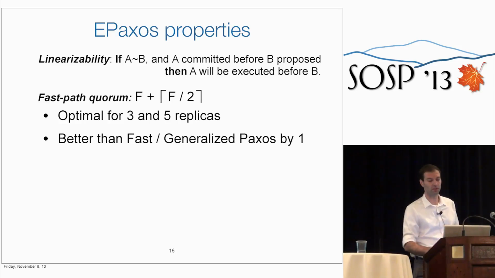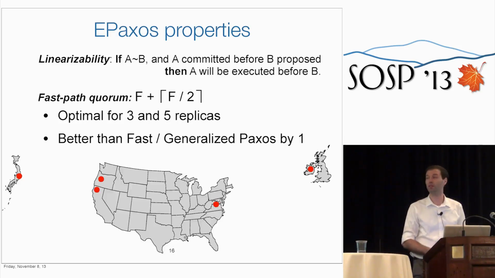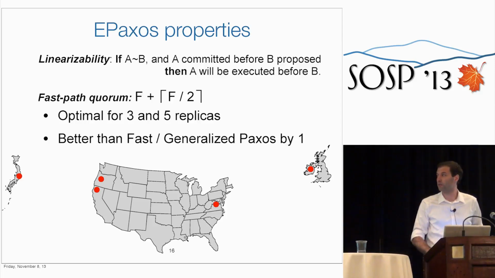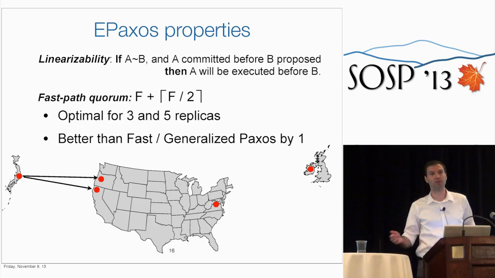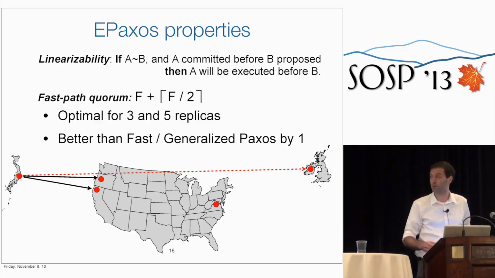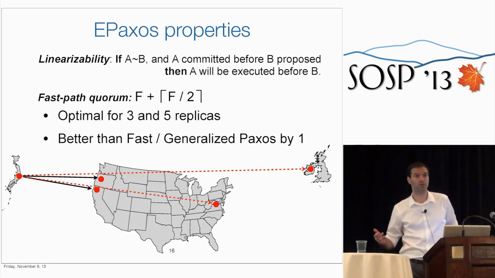What this means in practical terms is that if we do geo-replication and we have a replica in Japan, 2 on US West Coast, 1 on the US East Coast, and 1 in Europe, a replica in Japan can commit a command after just talking to its closest neighbors, which is the replicas on US West. It doesn't have to go all the way to Europe or to US East.